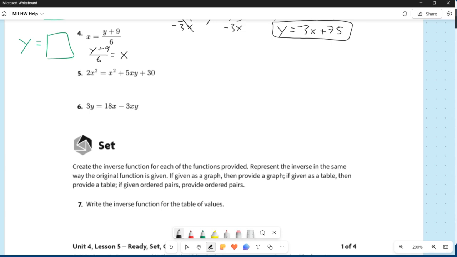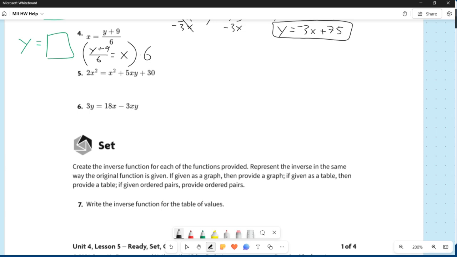So that 6 is being divided, and I want to get rid of it. So I want to use the inverse operation, and the inverse operation of division is multiplication. So I can take my entire equation, and I can multiply by 6. And what's going to happen here is that 6 is going to get distributed to each term on the left and on the right.